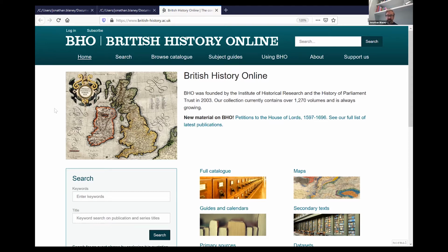Particular areas of strength in terms of history types are local history to the UK, parliamentary history, and the history of the British state. I would say that the centre of gravity in terms of chronology is about 1400 to 1800, but we do have material from everything from the Iron Age through to the immediate present. So whatever you're interested in, if it has to do with the British Isles, it's worth having a search on BHO. So I'm going to show you next one of our calendars.